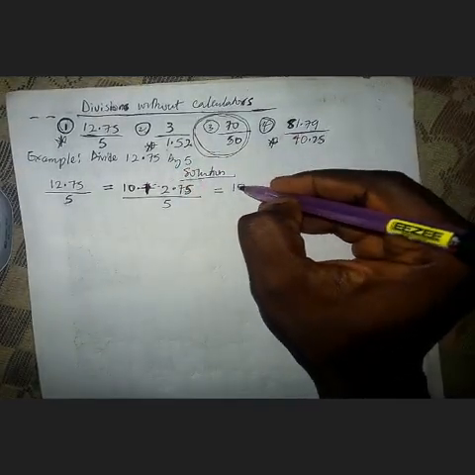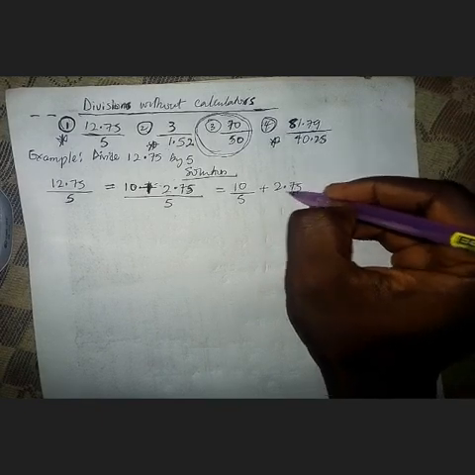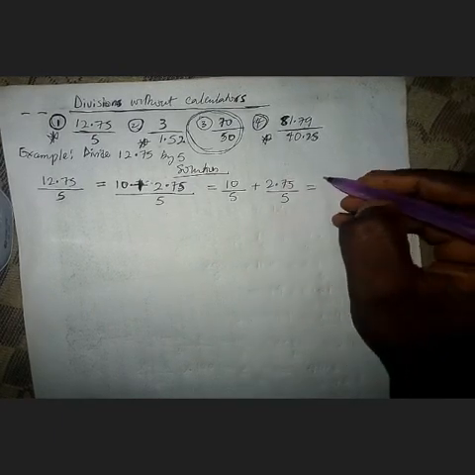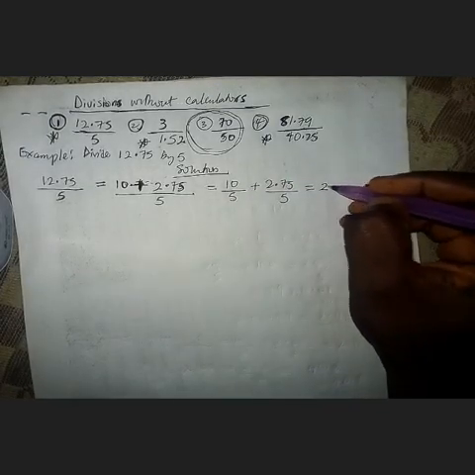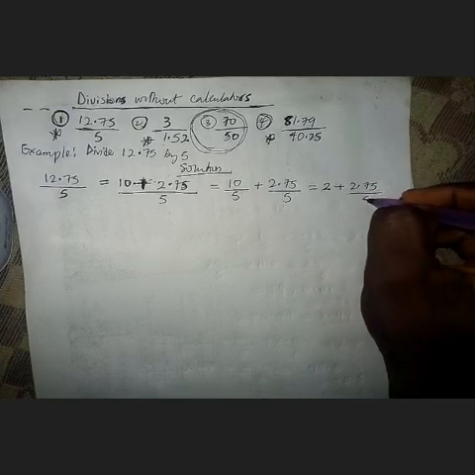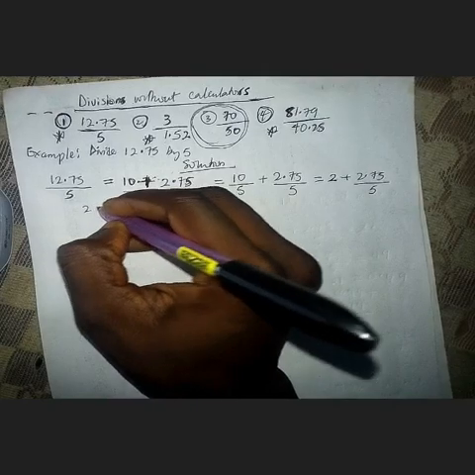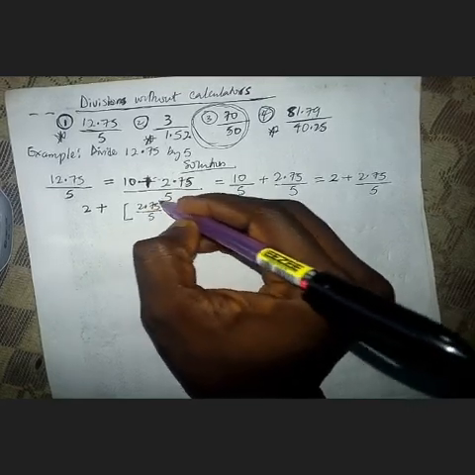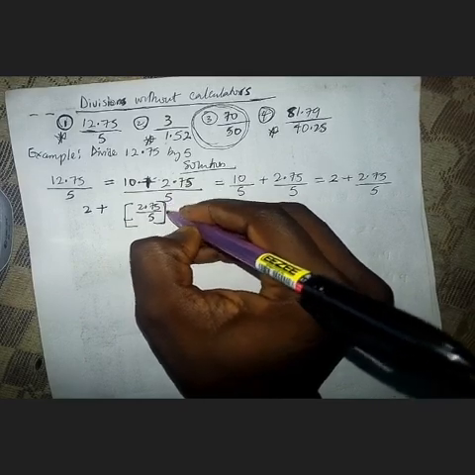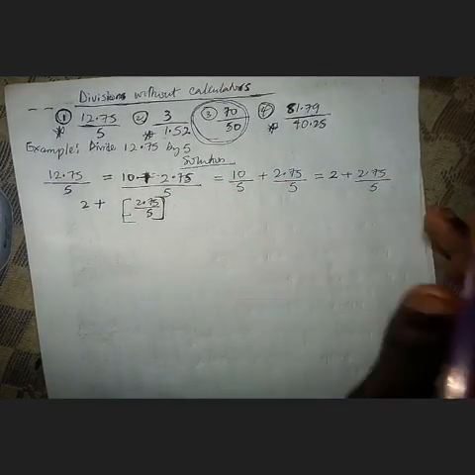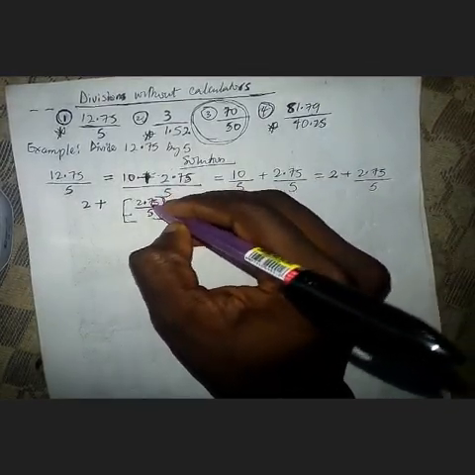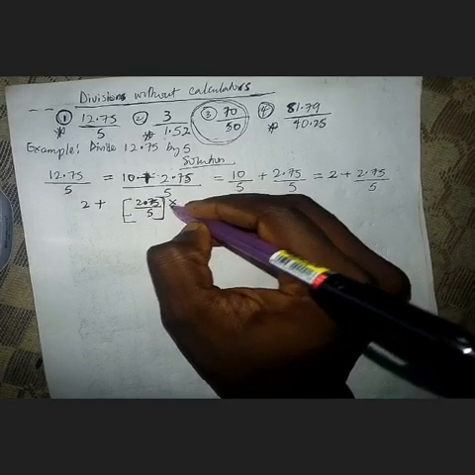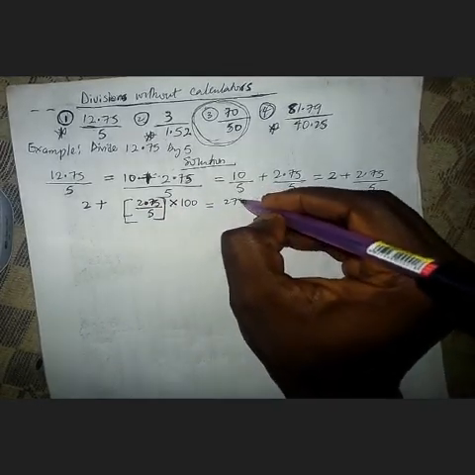The next thing is that you now split it into 2. That's 10 over 5 plus 2.75 over 5. After splitting, 10 divided by 5 is 2, plus 2.75 divided by 5. We cannot do 2.75 divided by 5 easily because of the decimal, so we convert it to a whole number by multiplying by 100. So we have 275 over 5.